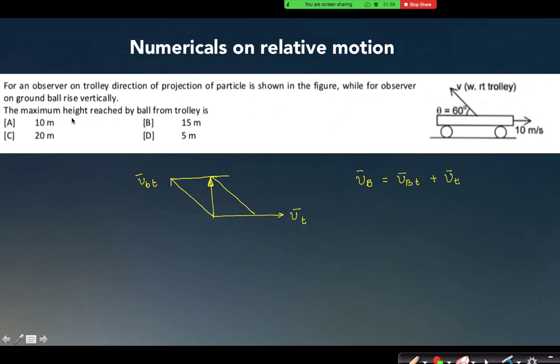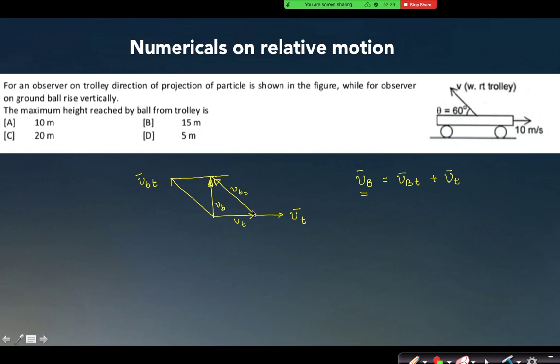Because for an observer on the ground, he will only see the velocity of the ball, right? The ground observer will only see the velocity of the ball. So this is the velocity of the ball, right? And from this triangle you can say that if this is the velocity of the ball with respect to trolley, I have just parallelly shifted this vector. This is the velocity of trolley and this is the velocity of the ball.